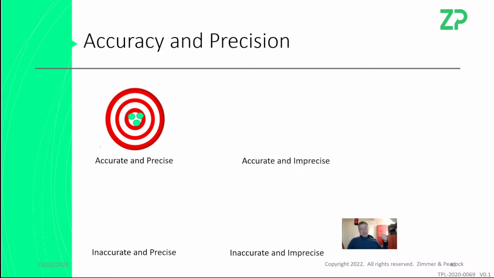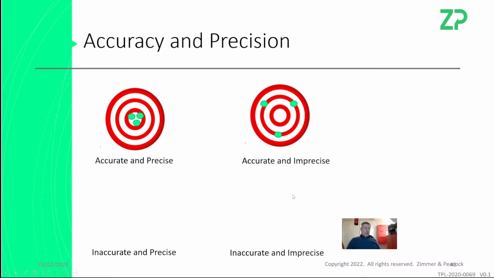So by accuracy, it's telling you the truth. And if you did multiple tests on it, they would all tell you a similar result. So that would be described as accurate and precise. You could actually have a technique that was accurate, but imprecise.